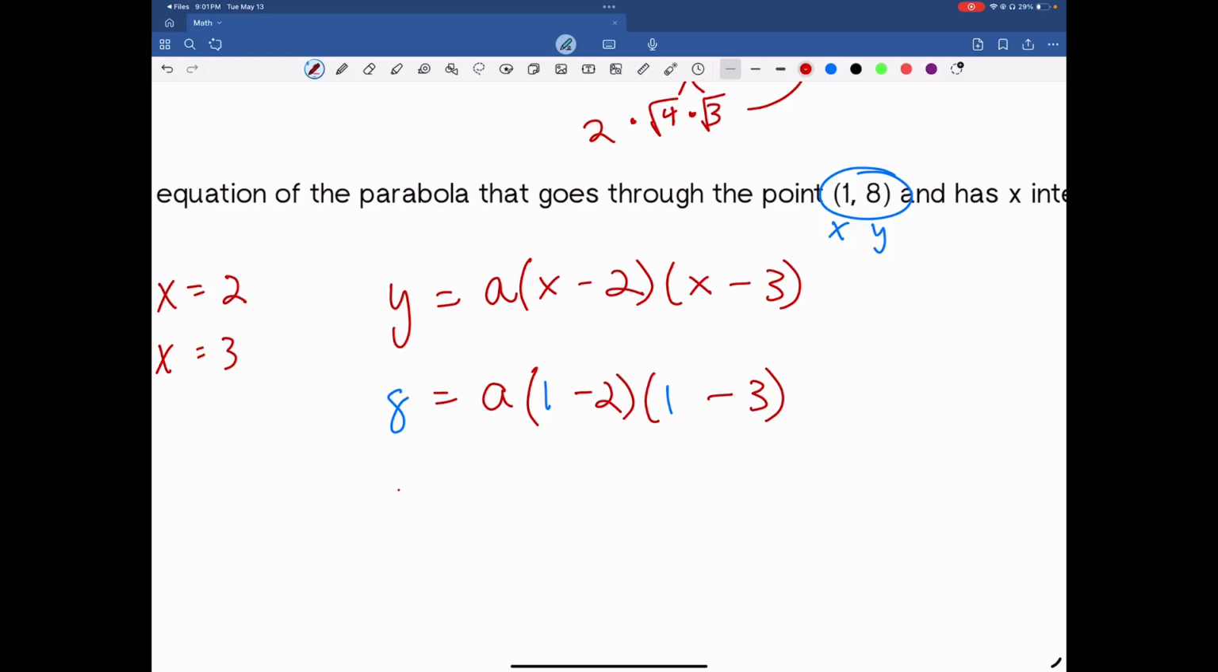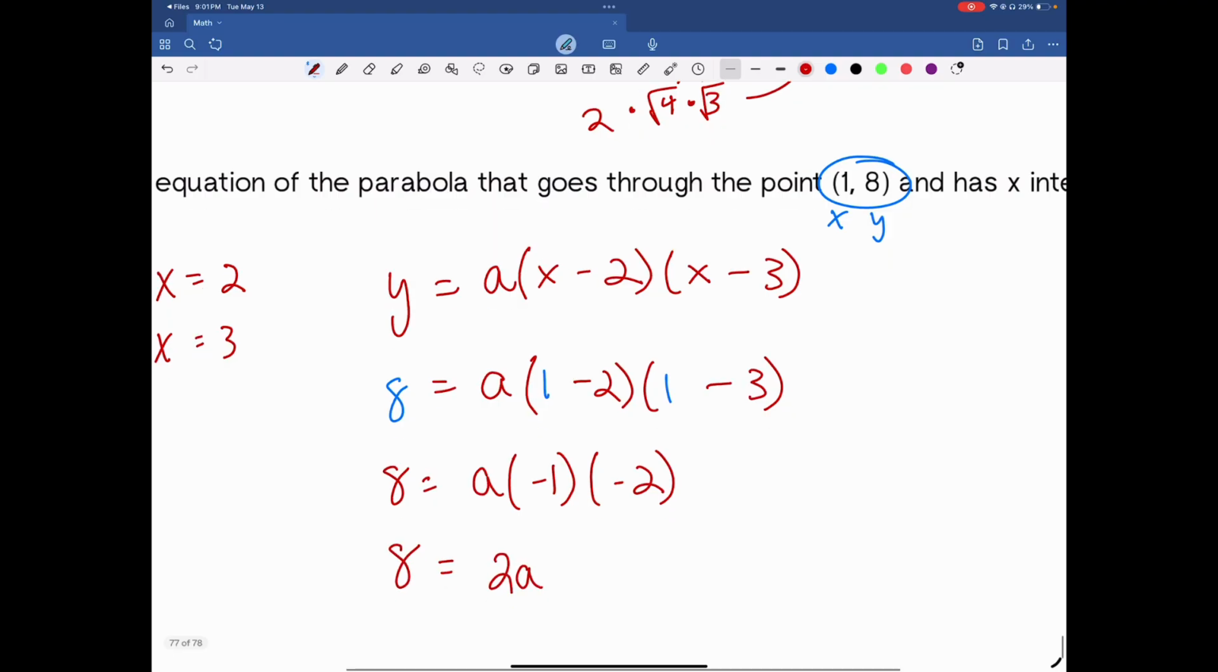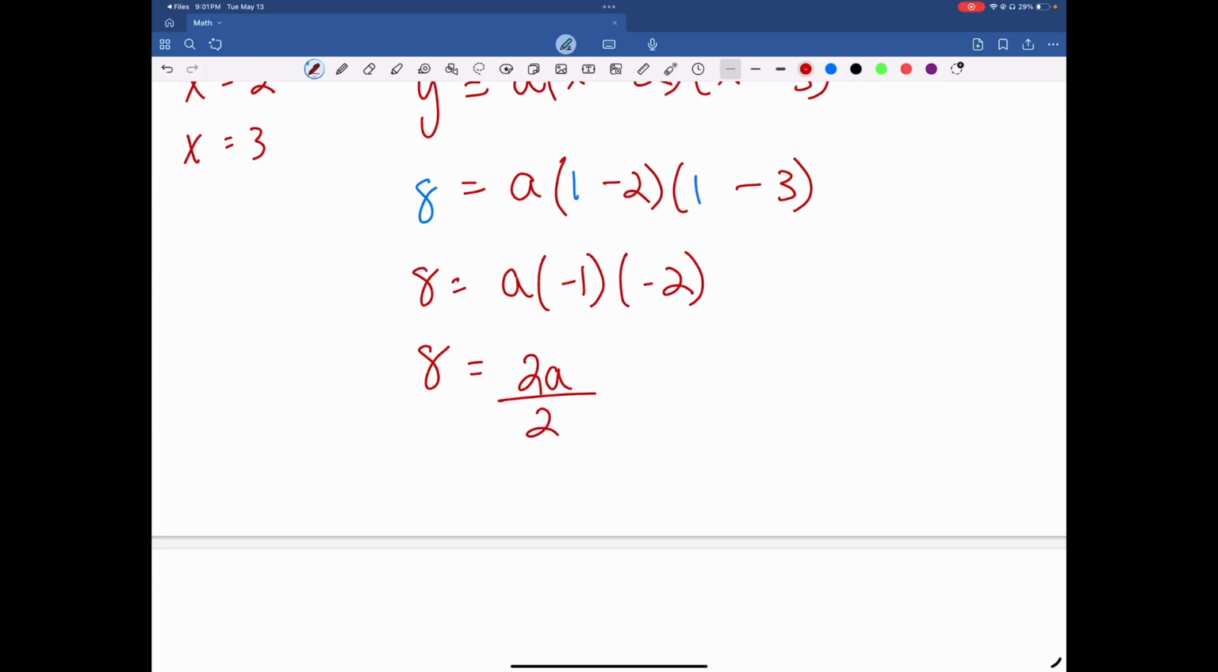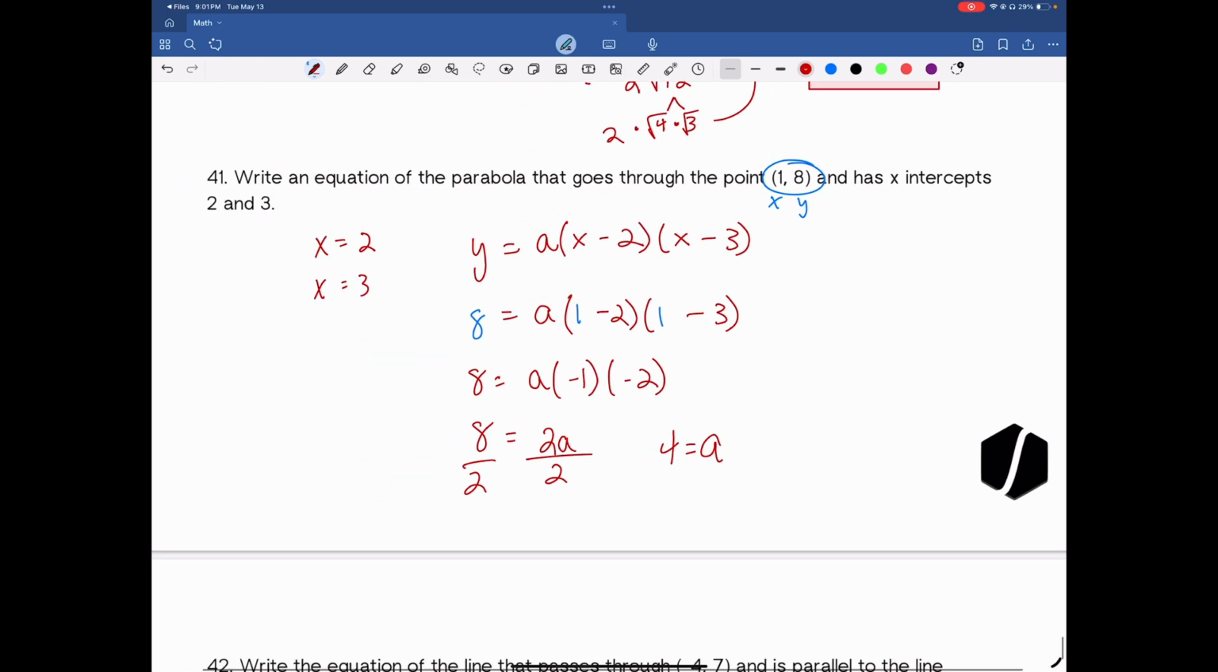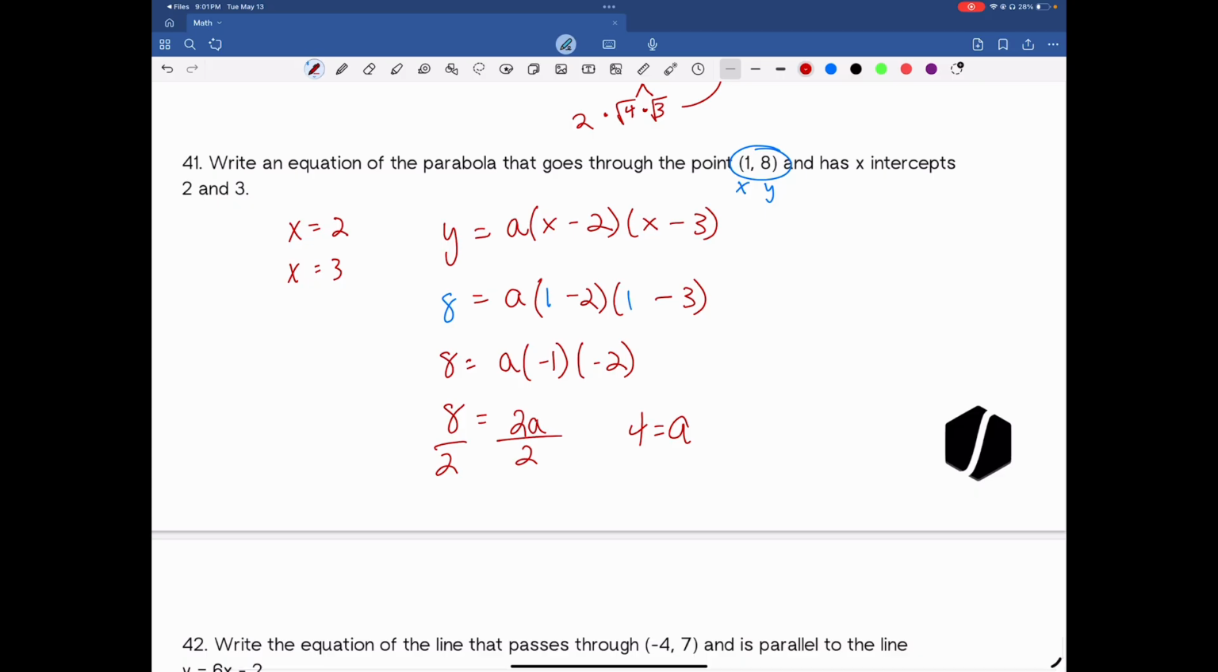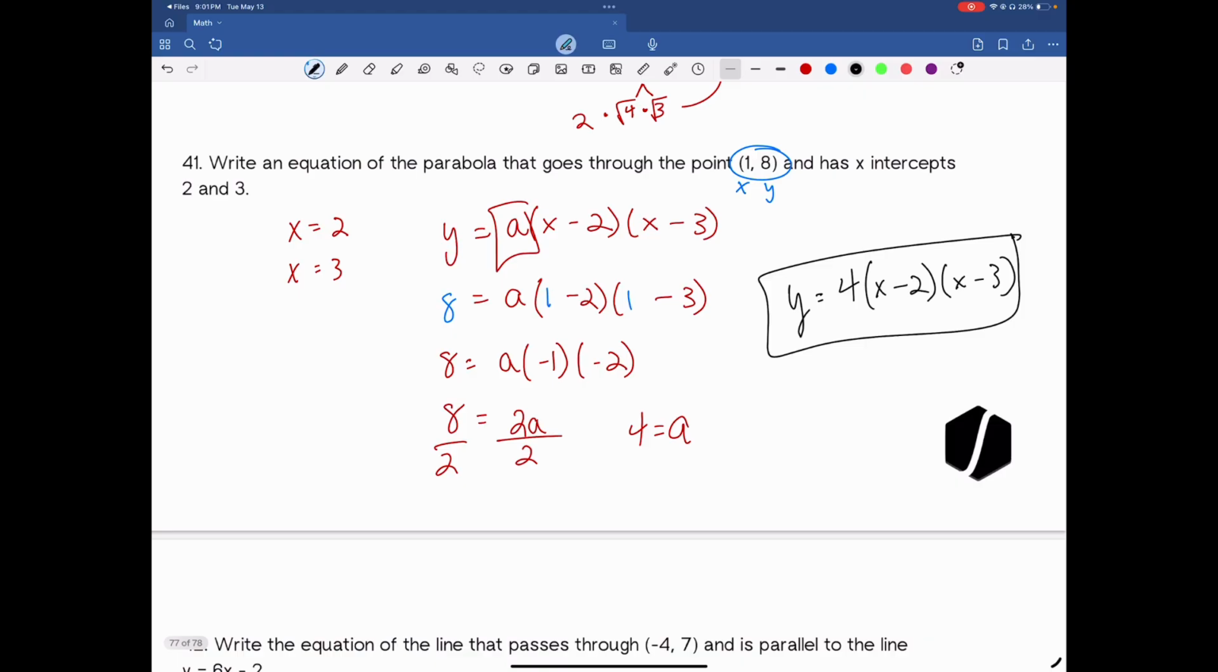So we're just going to solve for a. We have 8 equals a times -1 times -2, so that's 8 equals 2a, essentially. Divide by 2, and we get 4 equals a. So we know a is 4. And so we're just going to put that where a is up here. And so our equation is 4 times (x minus 2) times (x minus 3). And that's going to be our equation of the parabola.